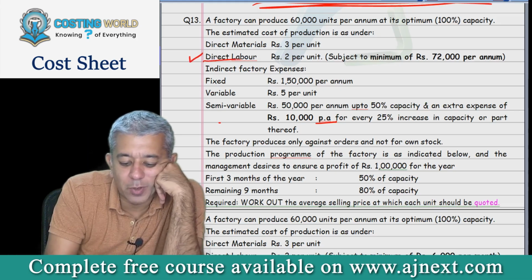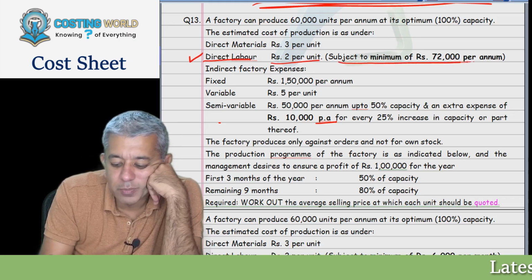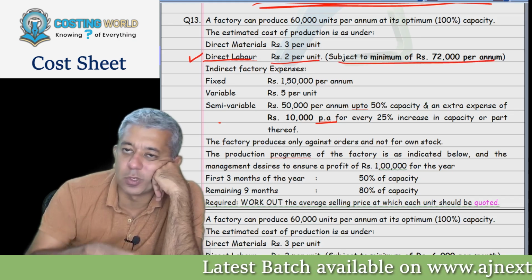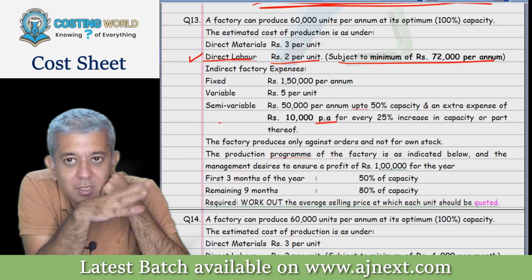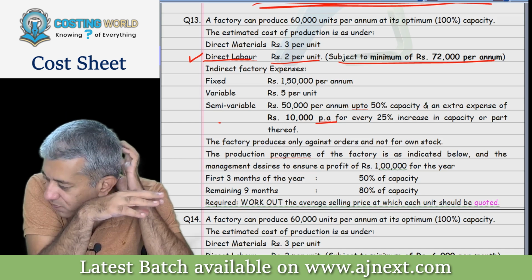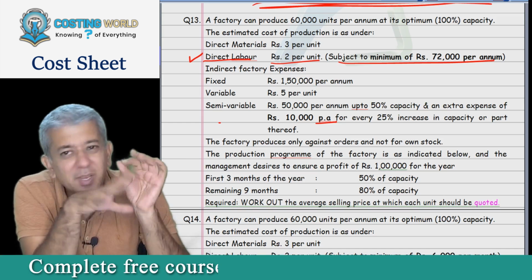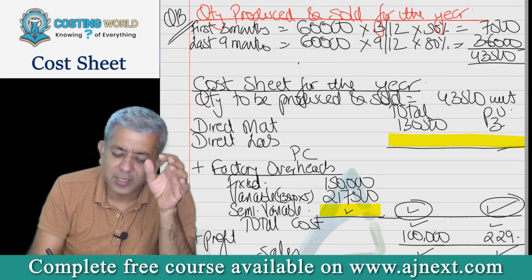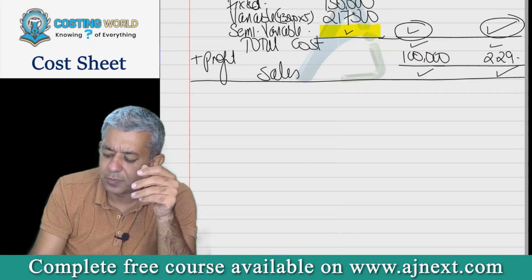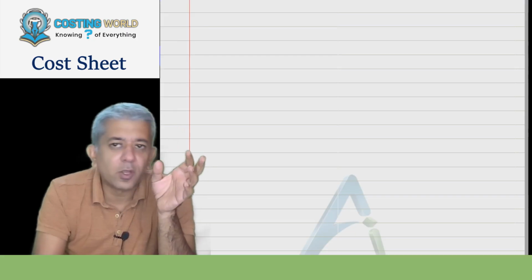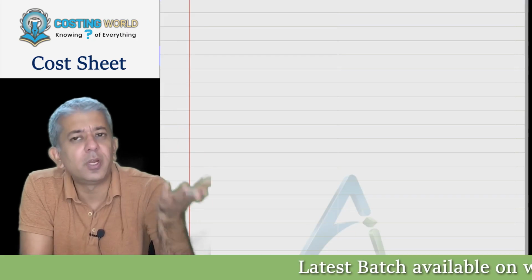Now see, direct labor, what is given to you? It is 2 per unit, subject to a minimum of 72,000 rupees per annum. Now, what do you mean by subject to a minimum of this much per annum? Now, very simple over here. I'll give you some other example, then you can try to tell me this particular thing. Suppose we recruited a new professor.